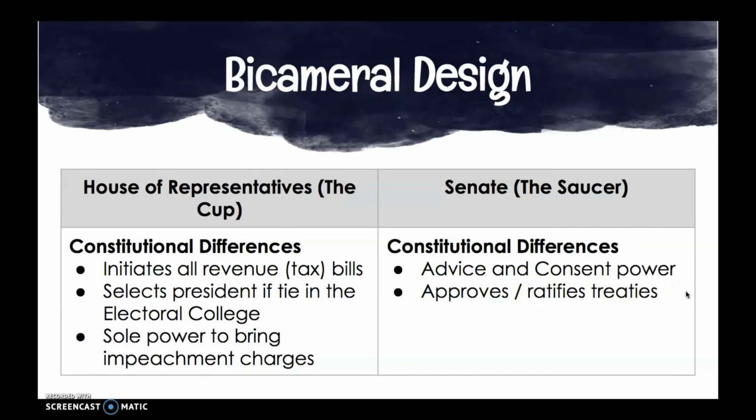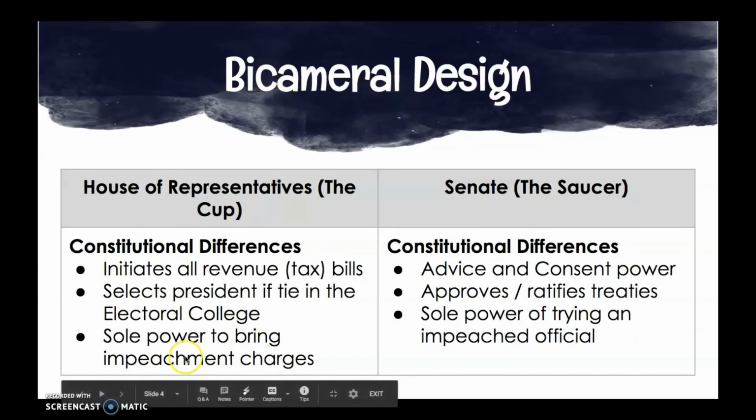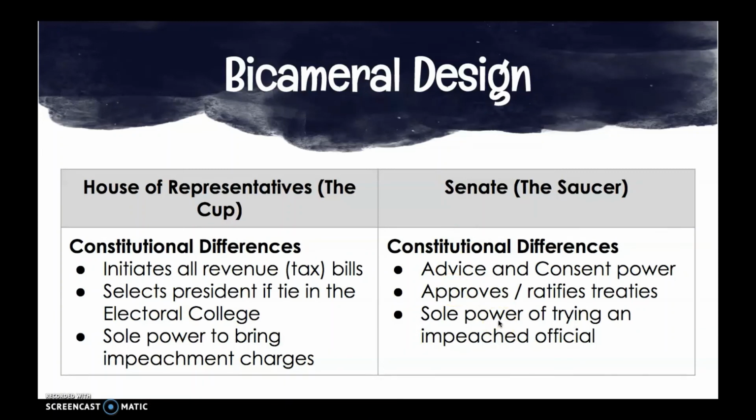And foreign affairs happens here in the Senate due to the continuity of the Senate, and this was pushed by the Federalists, right? You want these really big decisions to be made by the saucer, the consistent, uniform, reasonable, quote unquote, branch of Congress. And then on the flip side, whereas the House has the sole power to bring or start the impeachment process, the Senate has the sole power of trying that impeached official and deciding if they are acquitted or convicted, as we've mentioned in class.